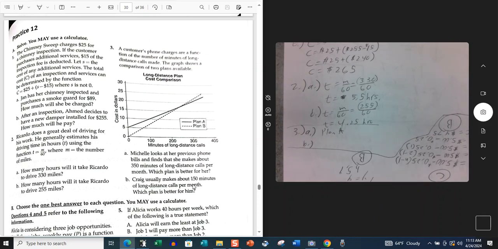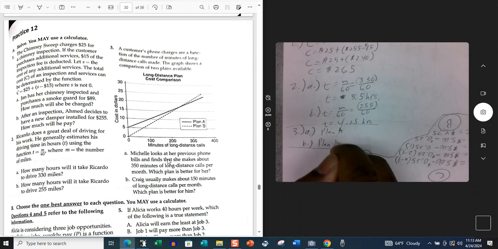Now we go to B. Craig usually makes about 150 calls of long distance calls per month. Which plan is better? So we go about 150 here, and you notice the dotted line is below the solid line. So plan B would be the better plan.